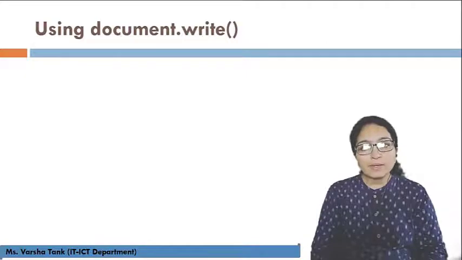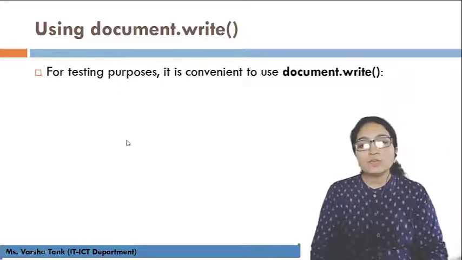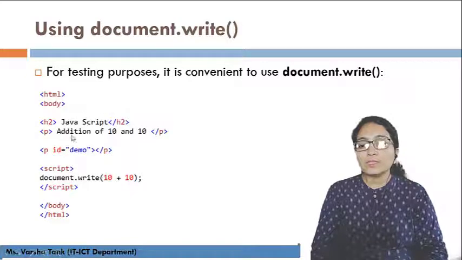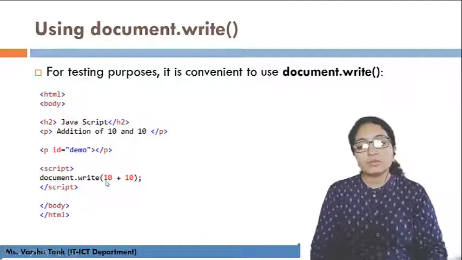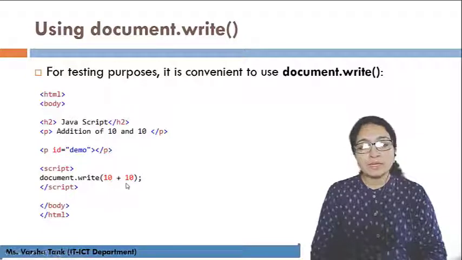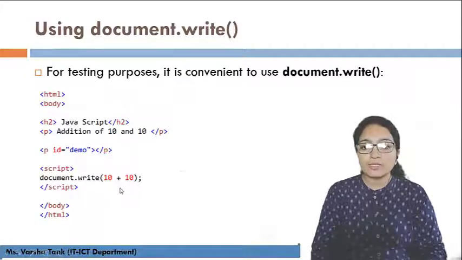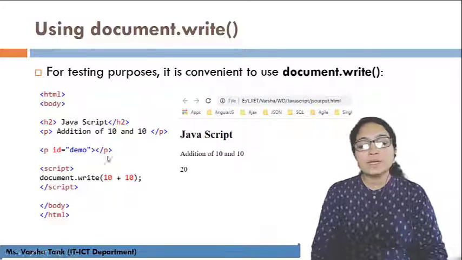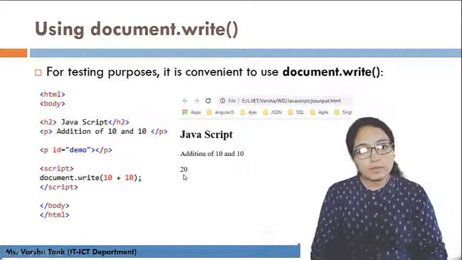Now let's see the next method, using document.write. For testing purposes, it is convenient to use document.write. Whenever you want to display anything on the window screen, you can write the document.write method, in which whatever information you have written will be displayed. Here we have written the arithmetic expression 10 plus 10, so it will evaluate it and display the output as 20. So let's see over here. When we execute this script, it will display the value 20.